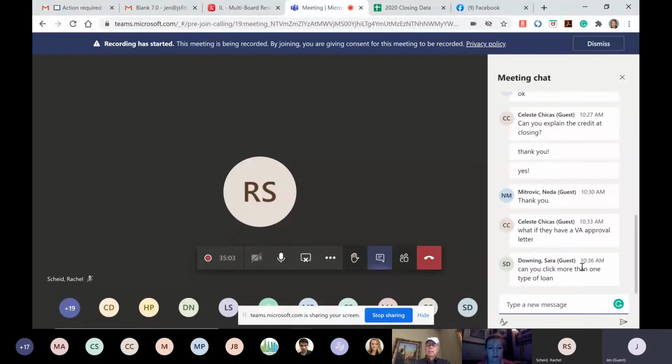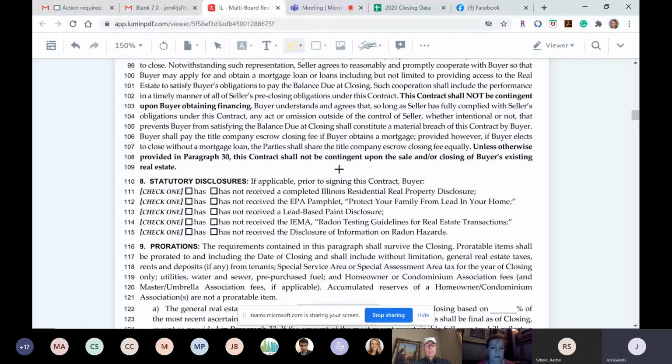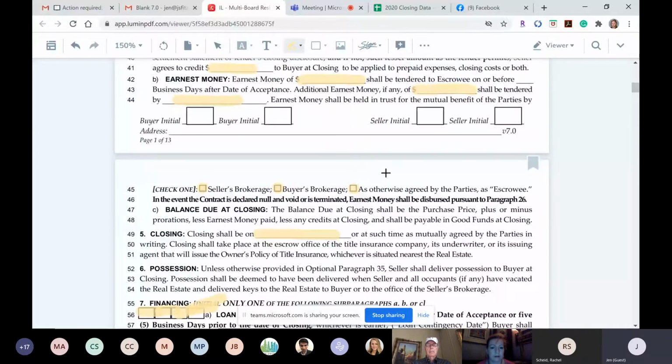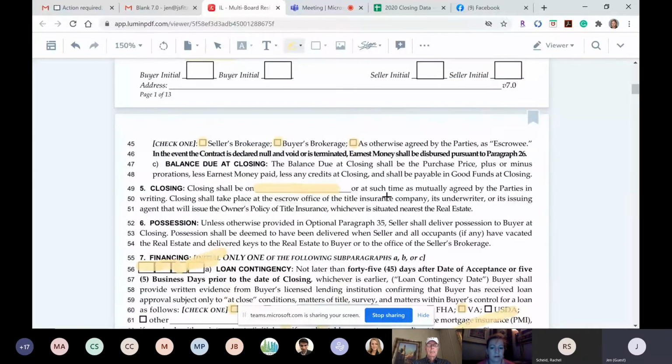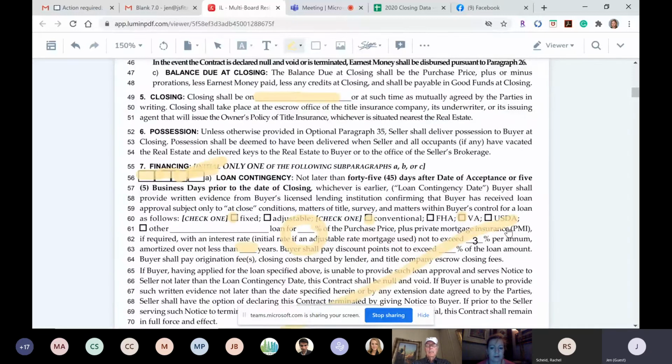Can you click on more than one type of loan? says Sarah. So we're back to the financing contingency. You could, of course, if it makes sense. Usually these are mutually exclusive. You either have a VA loan or an FHA loan. You rarely have both, but it could certainly be a fixed rate FHA loan. It could be adjustable rate, these kinds of things. So normally your buyer, when they have that pre-qual letter, is going to know what they're looking for, so you'll have some indication of what to check there. All right.